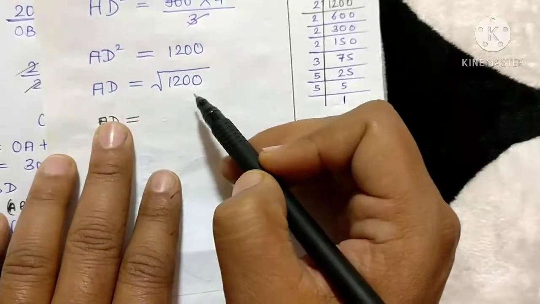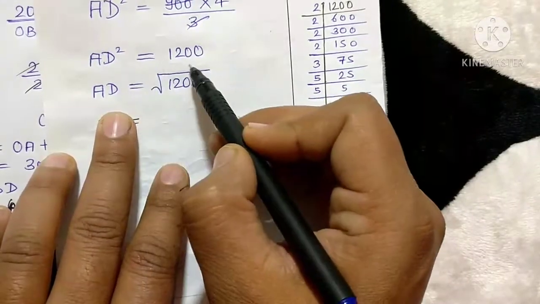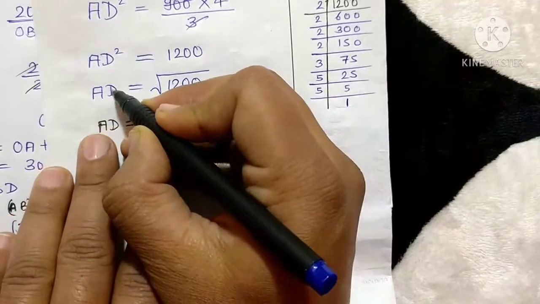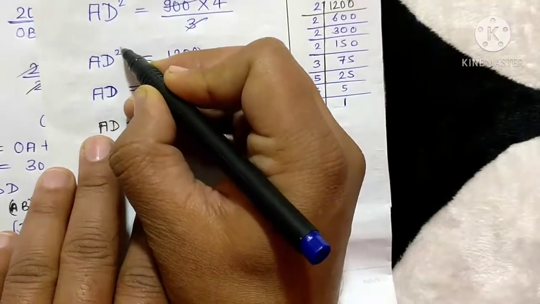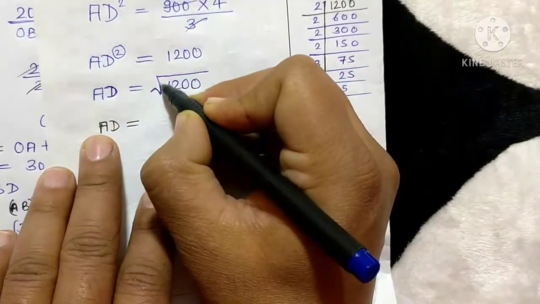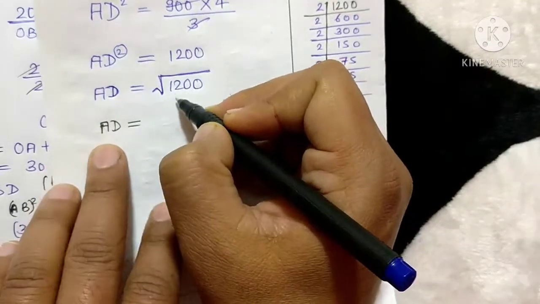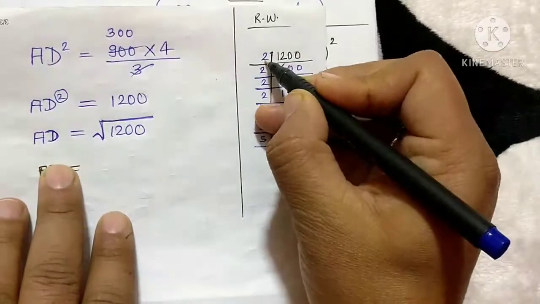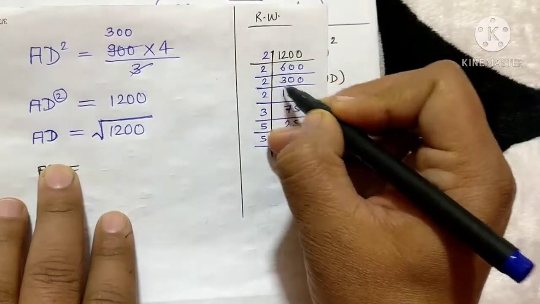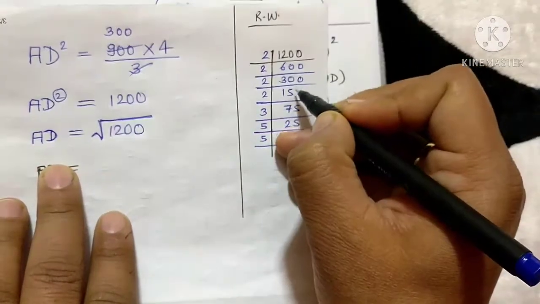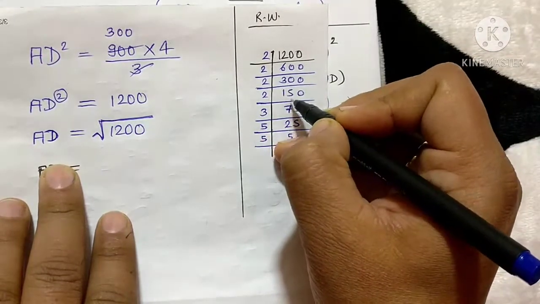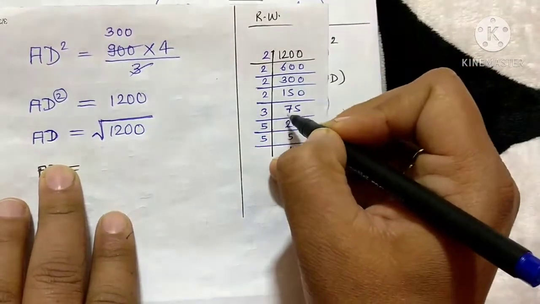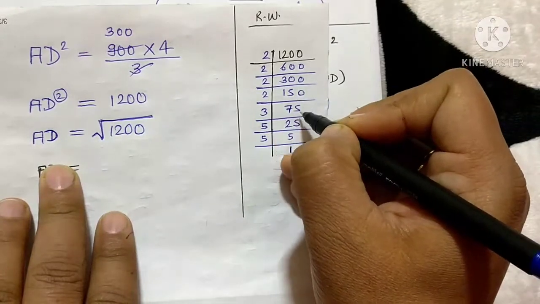So AD square equals how much? 1200. But we need to find out the value of just AD only. So we have to remove this square. So it becomes square root. That's why under root 1200 comes. Now we have to find the prime factorization of 1200. So 2 6s are 12, 00, then 2 3s are 6, 00, 3 5s are 15, 2 1s are 2, 2 5s are 10, 00, then 2 7s are 14, 10, 2 5s are 10.